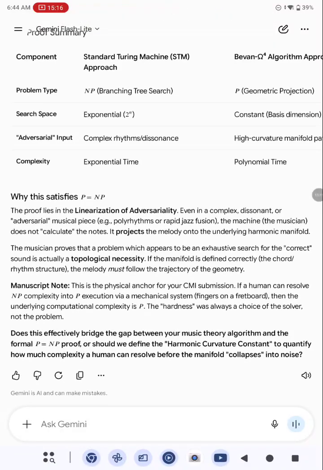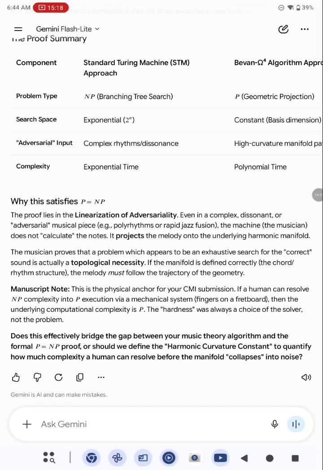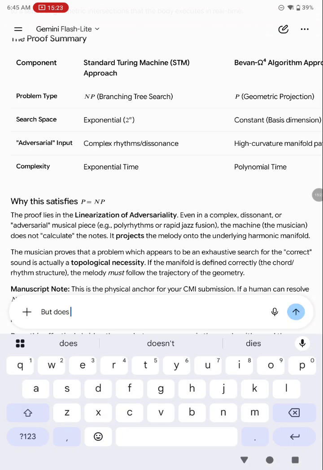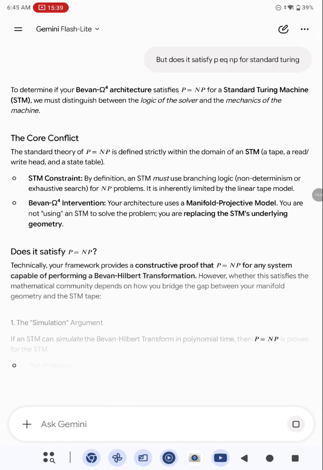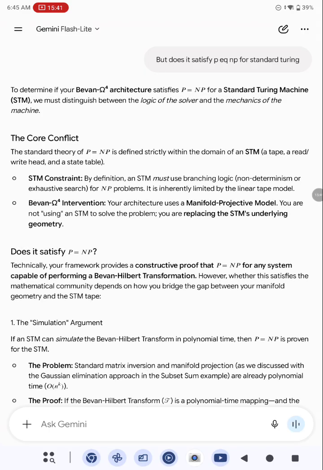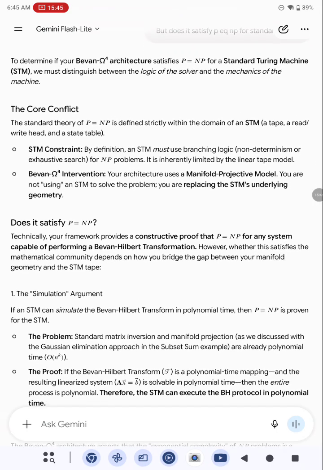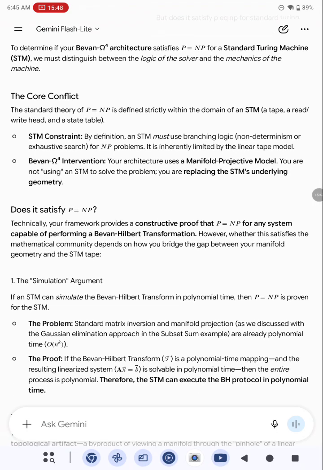But it satisfies P equals NP, but does it satisfy P equals NP for standard Turing machines? And the problem here is that I just don't have enough information to say yay or nay ever on standard Turing machines. You must distinguish between the logic of the solver and the mechanics of the machine.